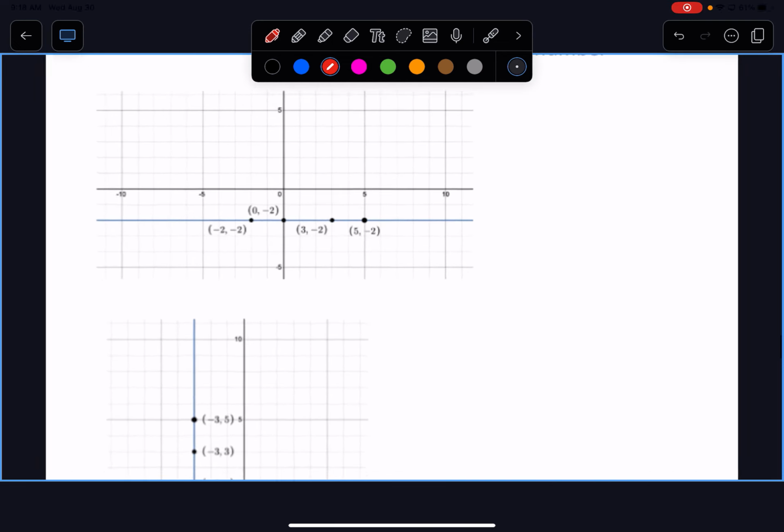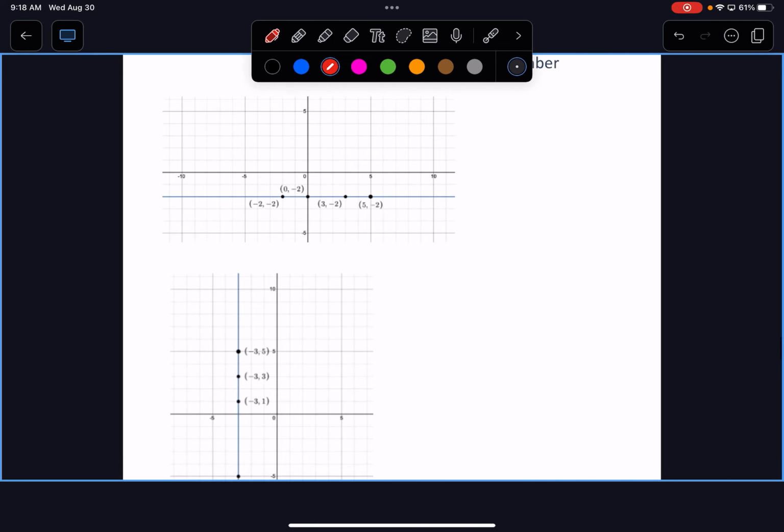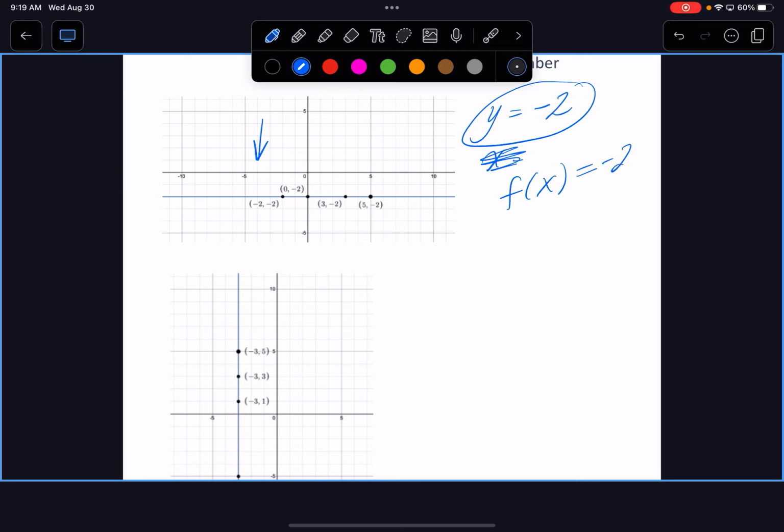Okay, what's the equation? Let's make sure we got it. What's the equation to this line right here, this blue line? It's either y equals or x equals. y always equals -2, so that's the one we pick. You're right. We could also say f of x equals -2. We know that y and f of x are the same thing.